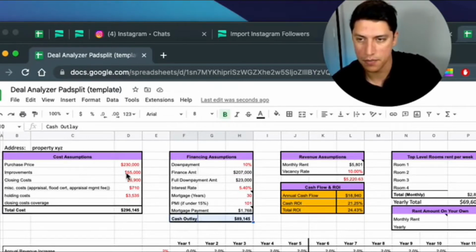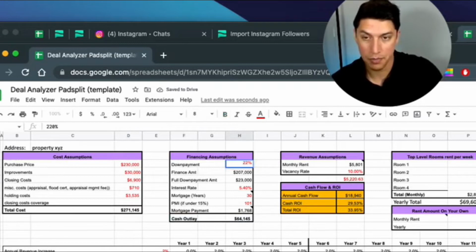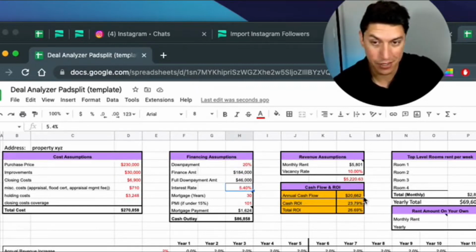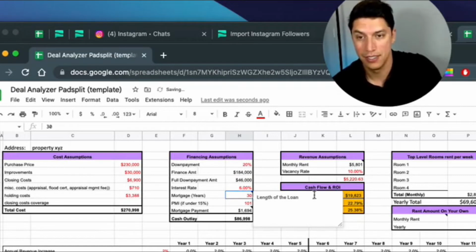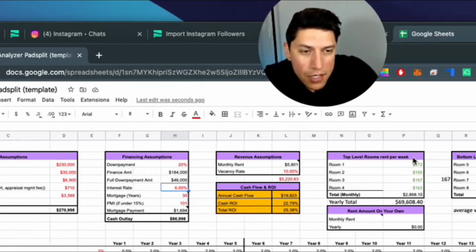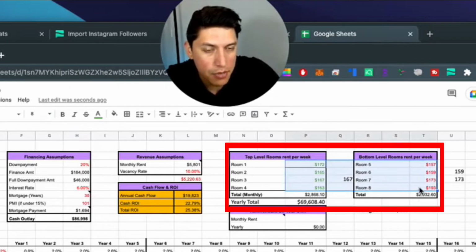But let's change up a couple of these numbers so it could be a little bit more realistic to other people who may not be buying with a vacation home loan. They might be buying with 20% down in this type of scenario, and they might be buying right now with 6% interest. Now, you can see it's still not bad. Even with our current numbers, this is what we're currently renting our property for.